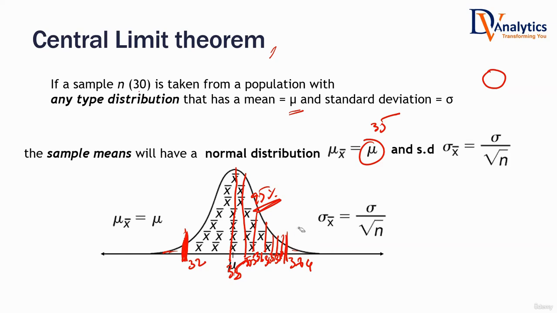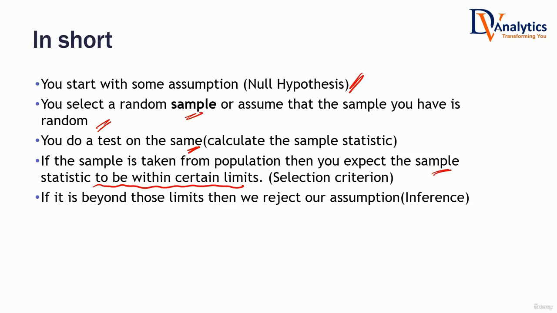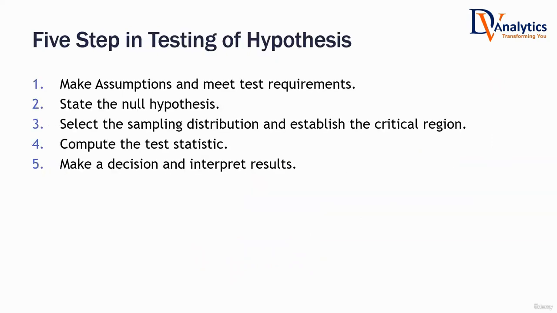But anything beyond 38, let's say 38.2, are you going to accept it? No, that is too much, isn't it? You cannot accept that. That 5% you have to reject. It's a very highly unlikely case. If it is beyond those limits, then you reject it. You expect the sample statistic to be within certain limits, but if it is beyond those limits, you reject it. So there are 5 steps in testing of hypothesis.